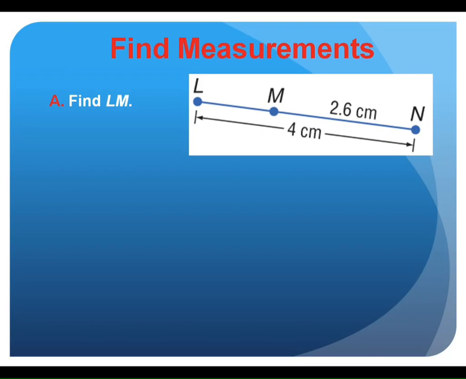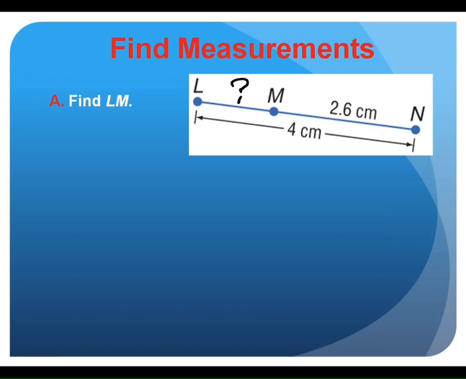Okay? The last part of this section is just finding pieces of a line segment. Remember we talked about point M being between L and N? So if the whole thing is 4 centimeters, and from here to here is 2.6, how could I find from L to M? Just subtract them, right? I know the whole thing's 4, and from here to here is 2.6, so I'm trying to find out what is this piece right here.